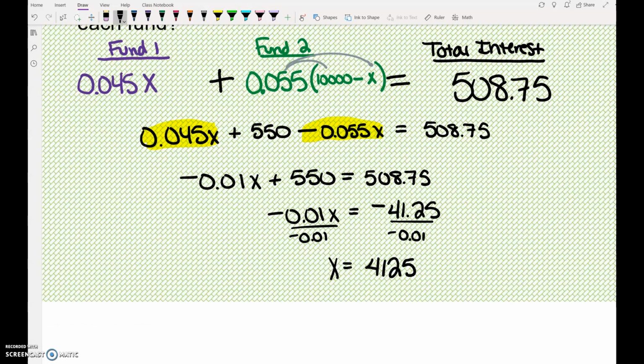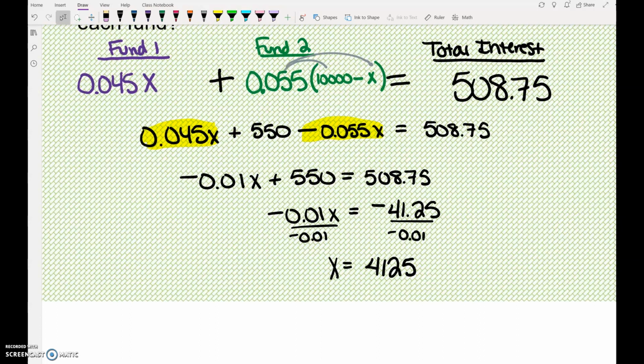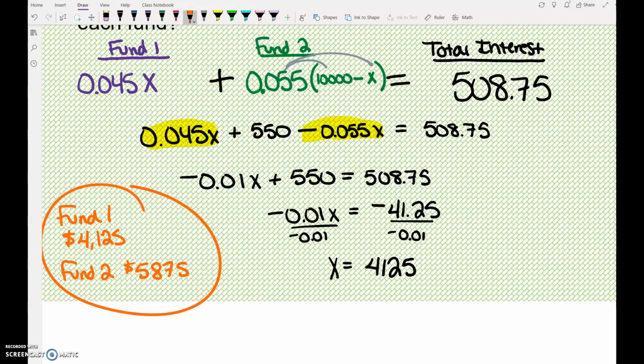Remember, once you get your X, X was the amount of money that we put in Fund 1. So, let me change to a different color. Fund 1, we invested $4,125. Fund 2, we would have to do 10,000 minus 4,125. We invested $5,875. Does that kind of make sense that you invested more in the account that earned more interest? Yeah, makes sense.